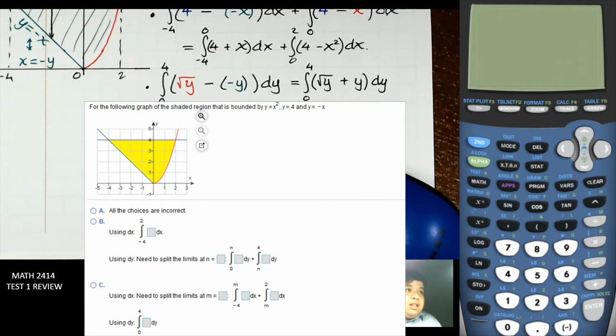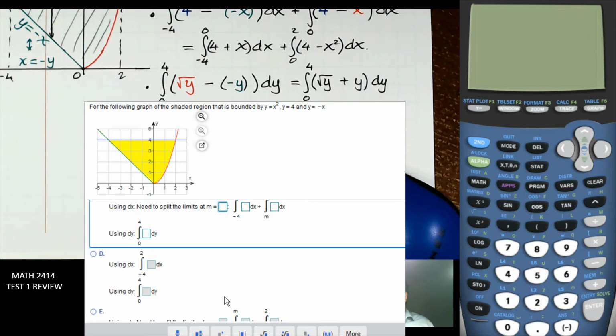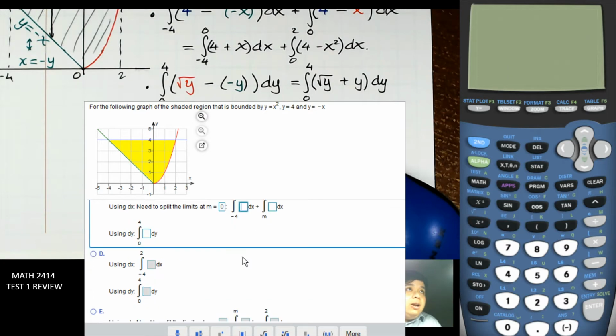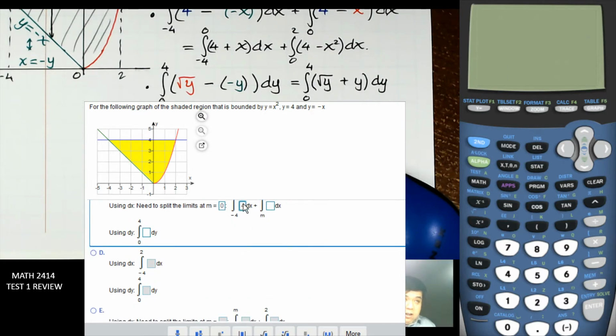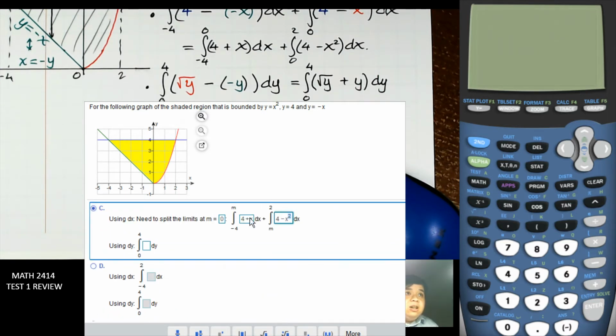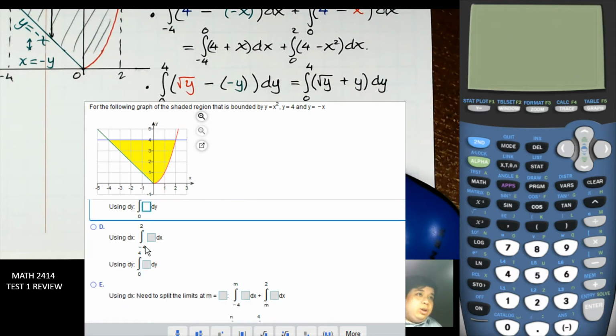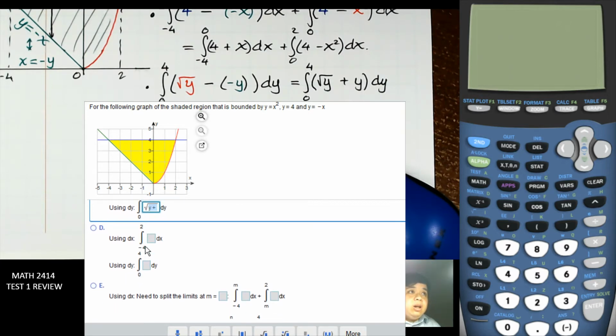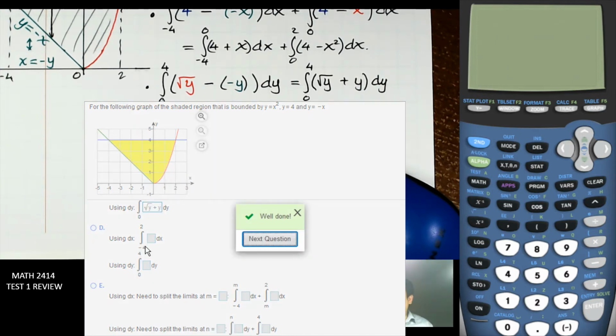We have to split the dx, so split the dx at 0. And we have 4 plus x, and 4 minus x squared. And for dy, square root of y, square root of y plus y, oops, plus y.